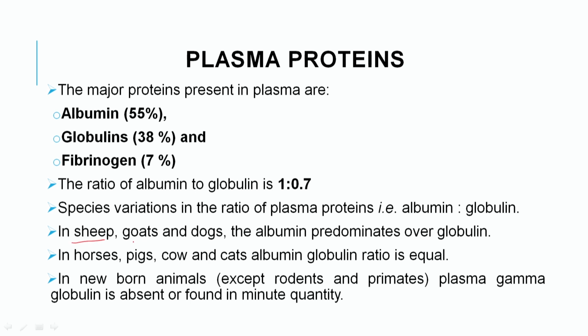Species variation in the ratio of plasma protein, that is albumin to globulin, is there. In sheep, goat and dog, albumin predominates over globulin. In horse, pigs, cow and cat, the albumin and globulin ratio is equal. In newborn animals, except rodents and primates, plasma gamma globulin is absent or found in a very minute quantity.